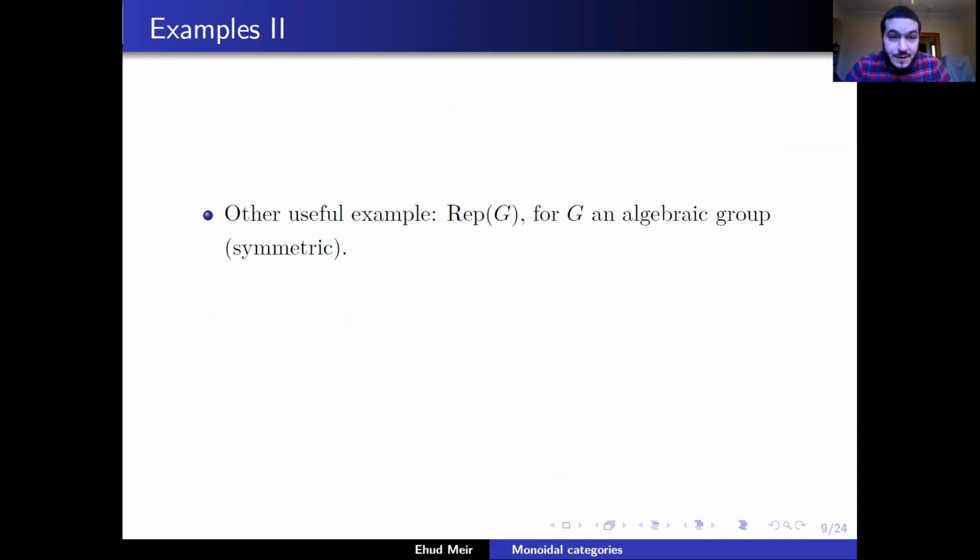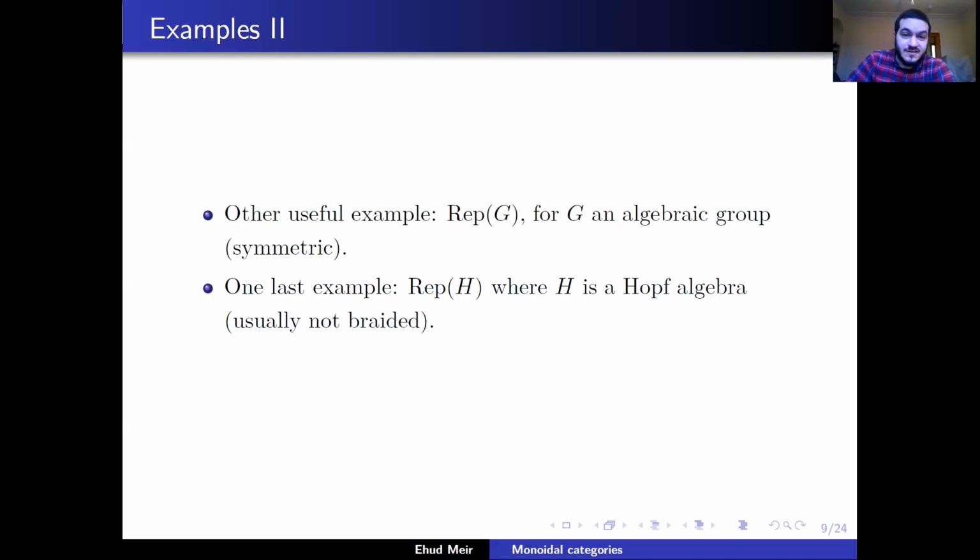Okay, so other useful examples. If we take G to be an algebraic group, we can look at the category Rep G. This is the category of all finite dimensional algebraic representations of G, so those that you can really write using polynomials. And this is an example of a symmetric monoidal category. The action on V tensor W is just given by the diagonal action.